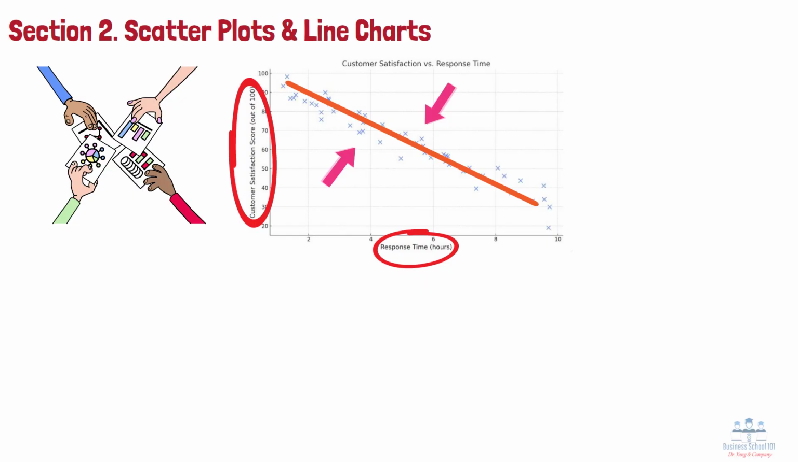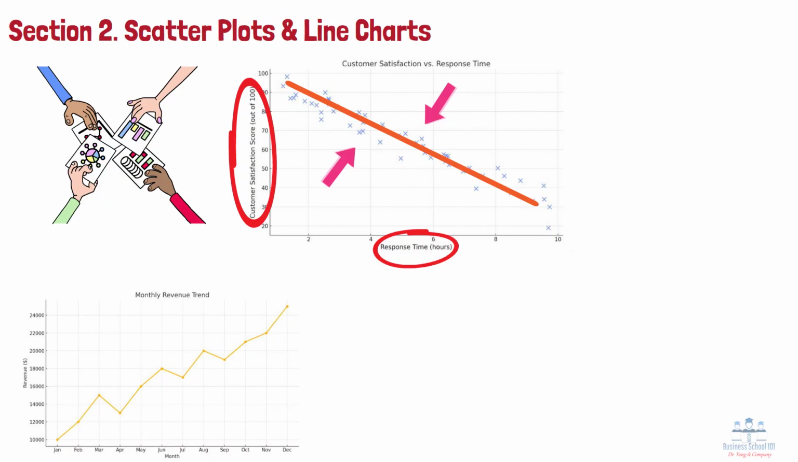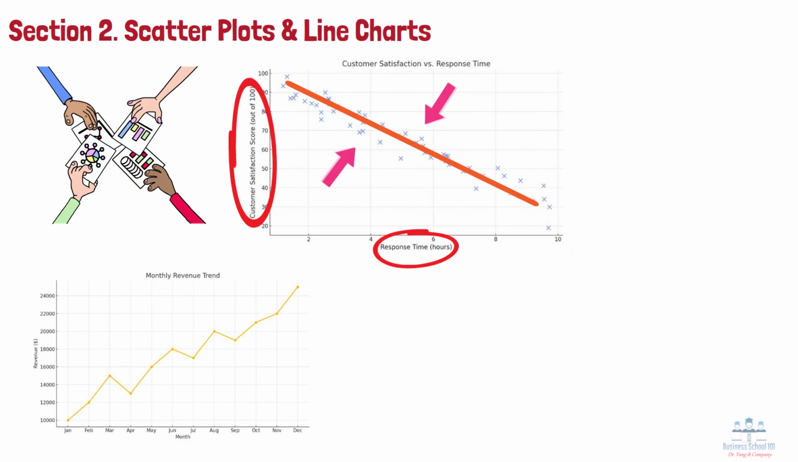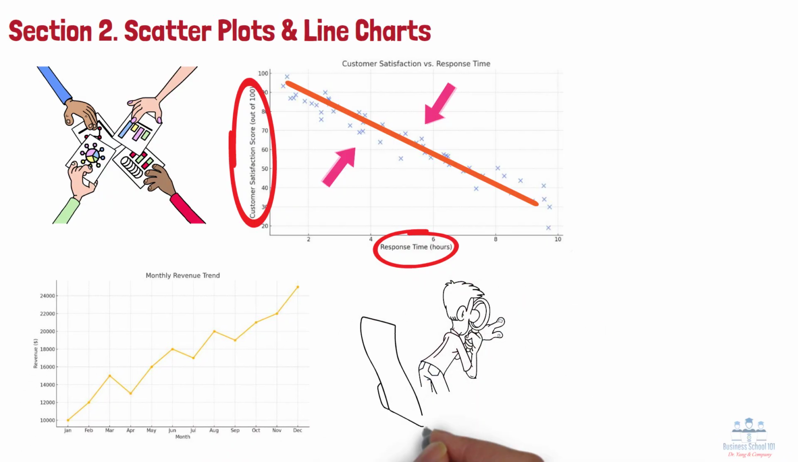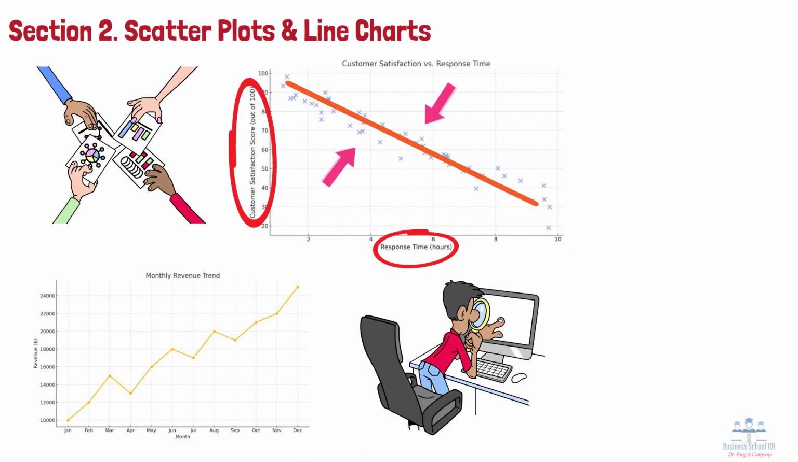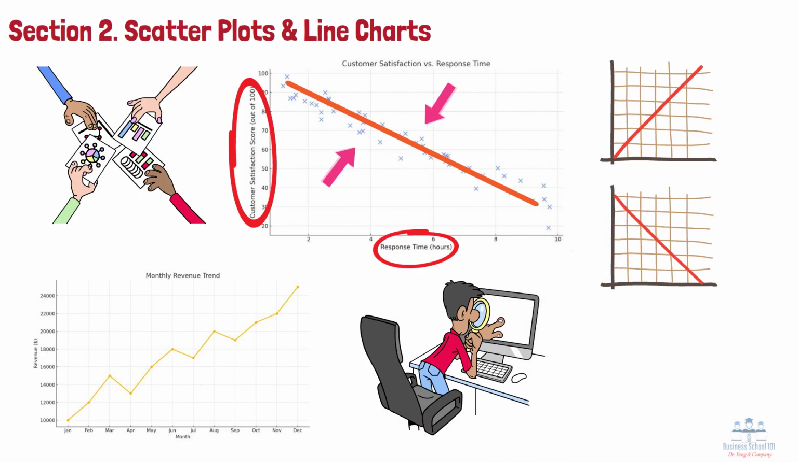Next, we have the line chart, perfect for examining how data evolves over time. Whether you're tracking monthly revenue, daily website visits, or product returns, a line chart helps you spot long-term trends. A line steadily climbing might suggest growth, a sharp dip could indicate a problem. And a jagged line? That signals volatility, fluctuations you may need to investigate further.